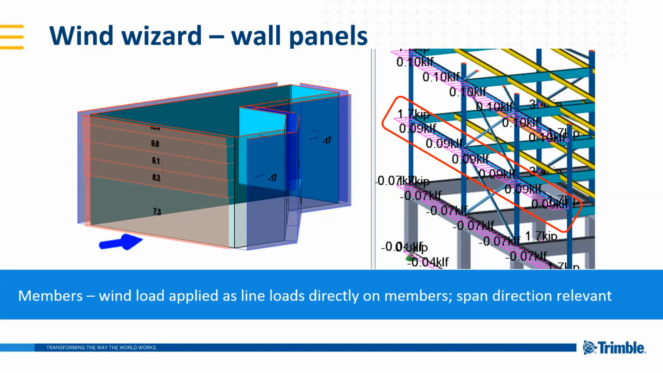The second option is to distribute the wind loads to members. This will apply the loads as line loads directly on the members in the plane of the wall. Select this option if you want to design wind girts, for example, where you actually want to check that beam for out-of-plane wind loads. In that case, the span direction of the wall does matter, and you'll want to make sure that it's perpendicular to the member that you want to design those out-of-plane wind loads for.